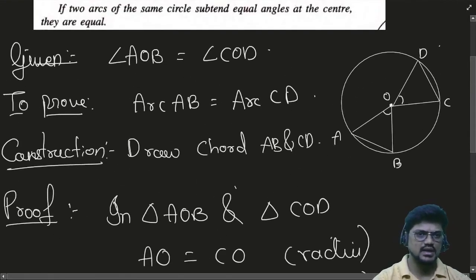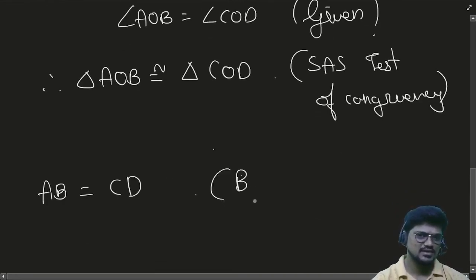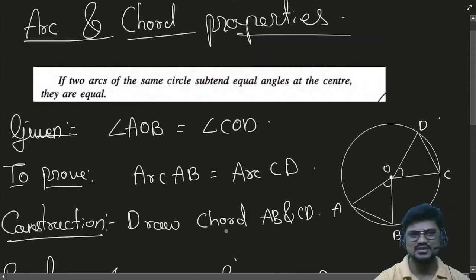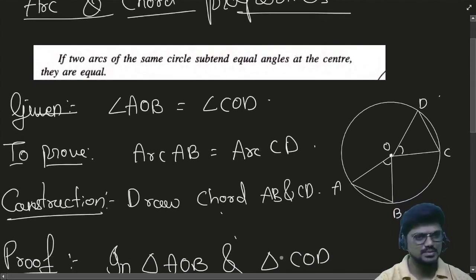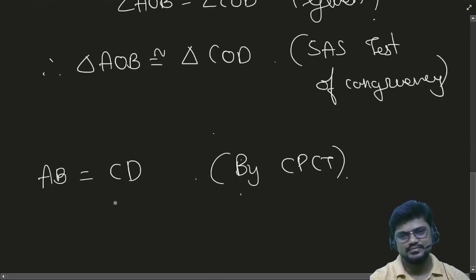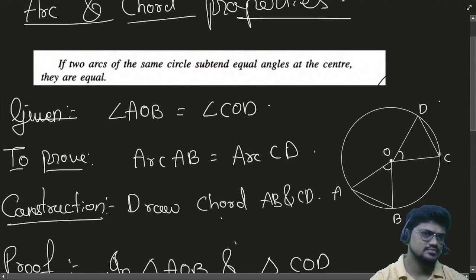Now can I say that AB is equal to CD by CPCT? Yes, by CPCT. I will write CPCT only. AB is equal to CD, by CPCT. Now, if the chords are equal, that means these two chords are equal, then I can say arc AB is also equal to arc CD. Why? Because equal chords make equal arc length.